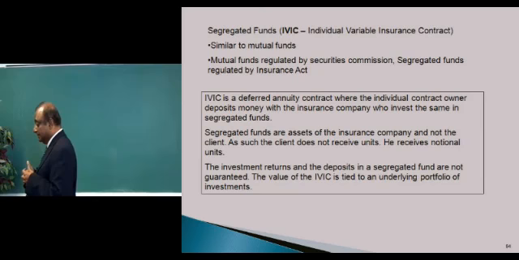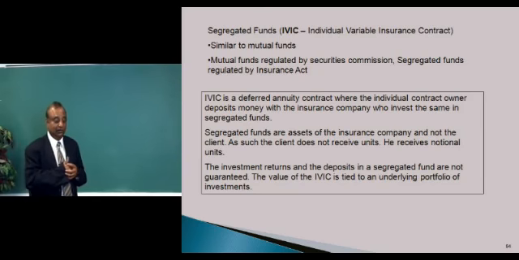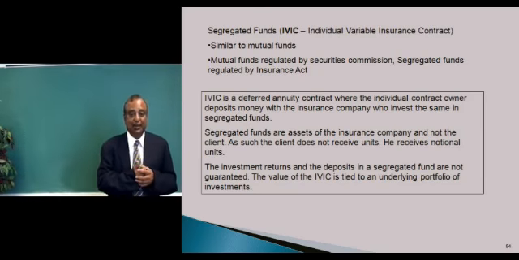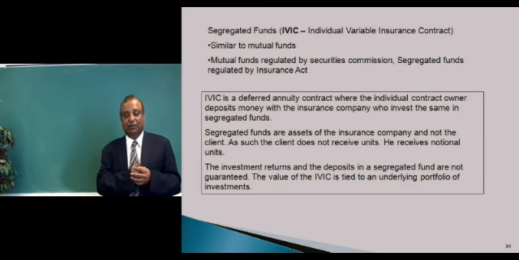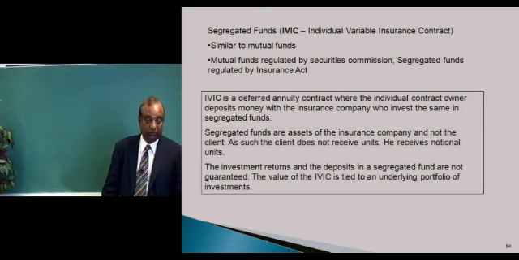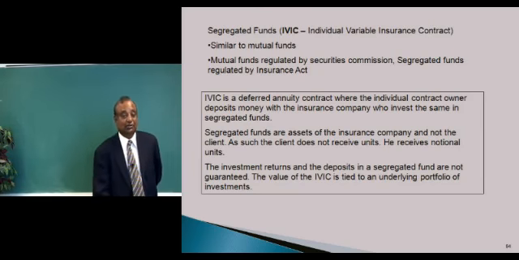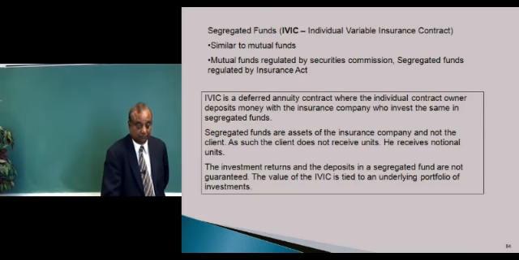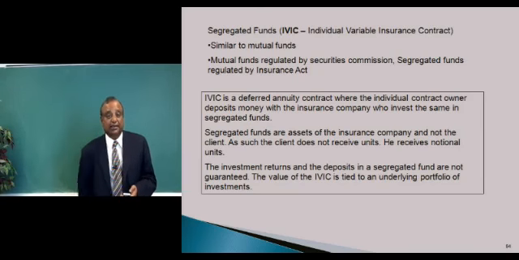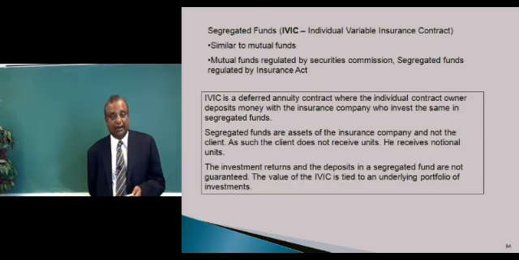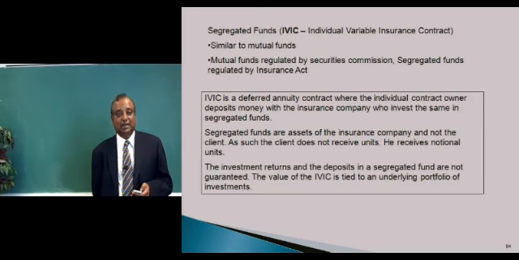Not only that, when I sign the contract with an insurance company, I am agreeing to keep the money there for 10 years. So if I sign the contract on 1st April 2010, I am agreeing to keep my money with the insurance company till 1st April 2020. That's the date of maturity, 10 years from the date I signed the contract. In a mutual fund, there was no such requirement. I could cash out any day. But when I sign a segregated fund contract, I am agreeing to lock in my money for 10 years' time.